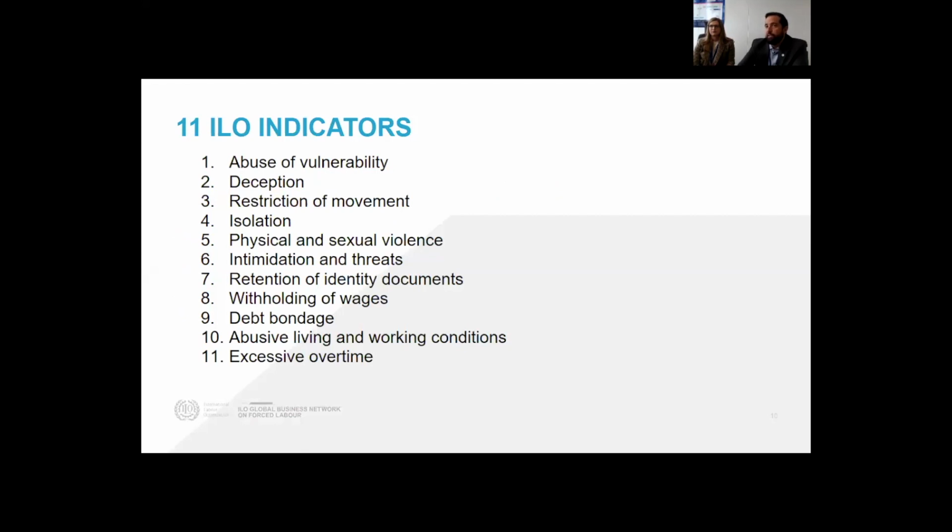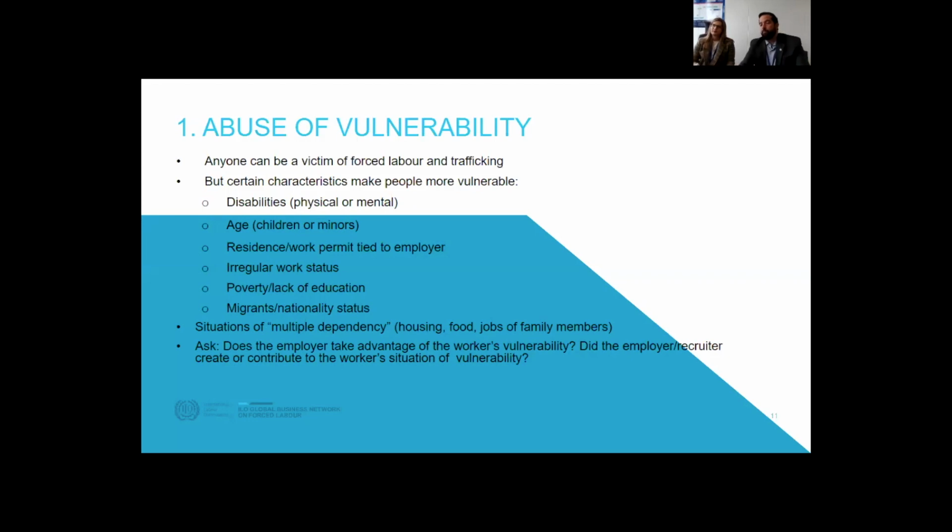So the list of indicators are these. Abuse of vulnerability, deception, restriction of movements, isolation, physical and sexual violence, intimidation and threats, retention of identity documents, withholding of wages, debt bondage, abusive living and working conditions, and excessive overtime. So beginning with abuse of vulnerability.